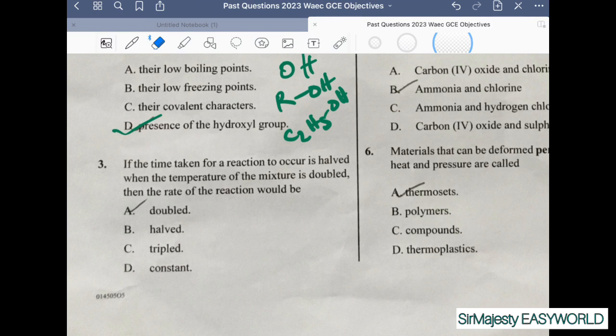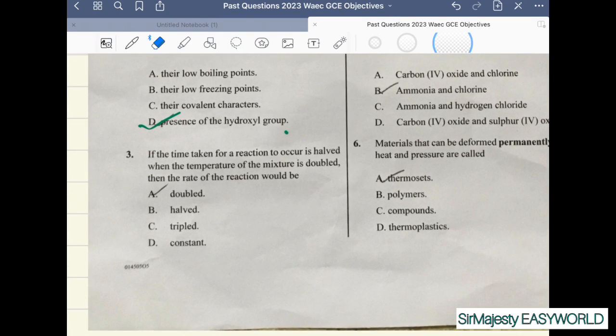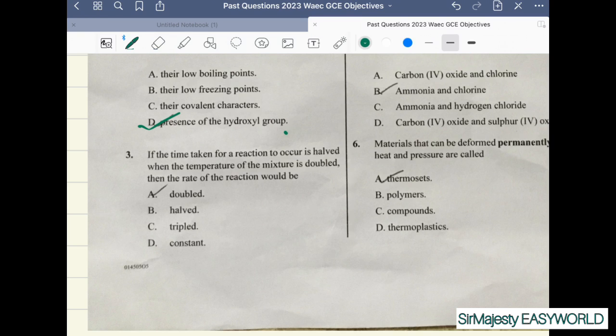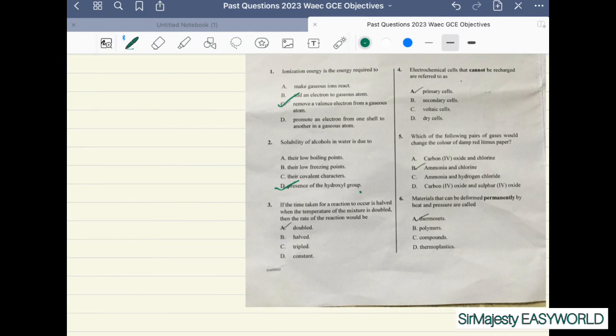Number 3 says if the time taken for a reaction to occur is halved when the temperature of the mixture is doubled, the rate of the reaction would be. What happens to the rate of the reaction? How do we do this? Let's minimize a bit and solve here.